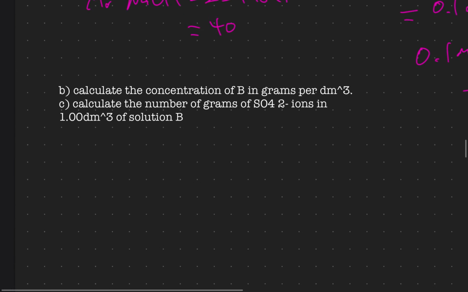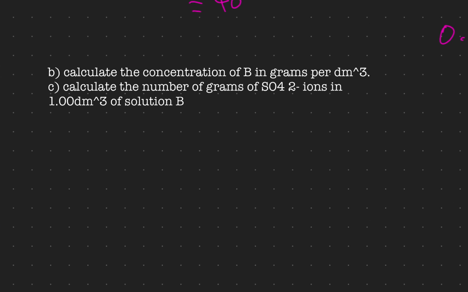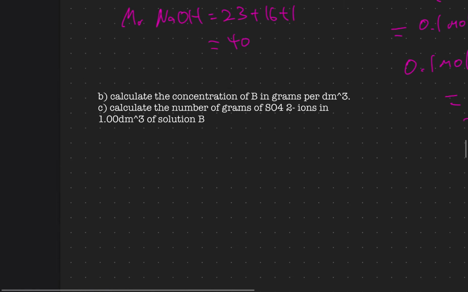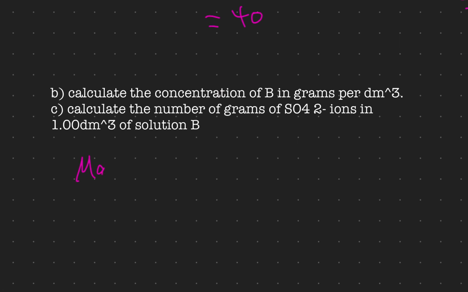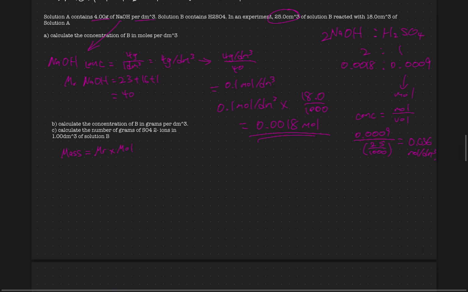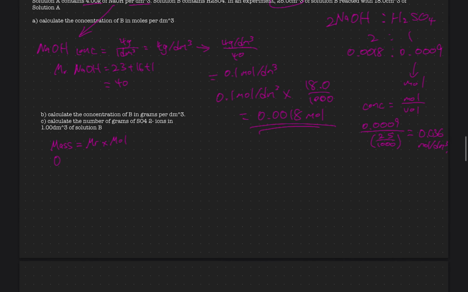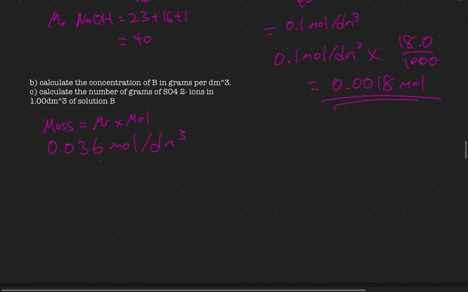Alright, let's move on to part B. Calculate the concentration of B in grams per dm cube. Okay, so we do know that mass equals MR times mole. So it works the same for concentrations too. Now we know that B has a concentration of 0.036 mole per dm cube. To make it into grams per dm cube, all we have to do is multiply by the MR.